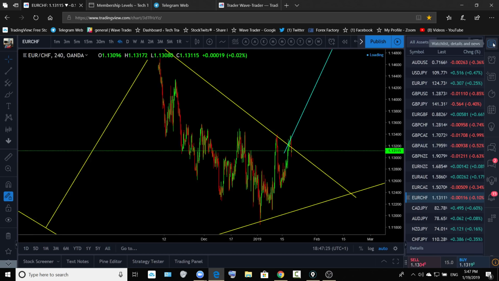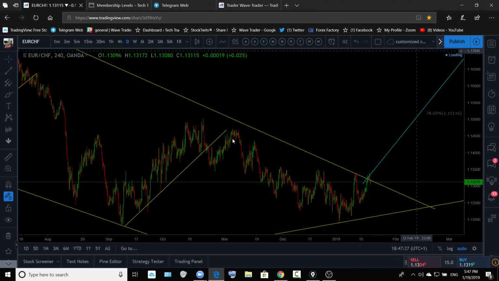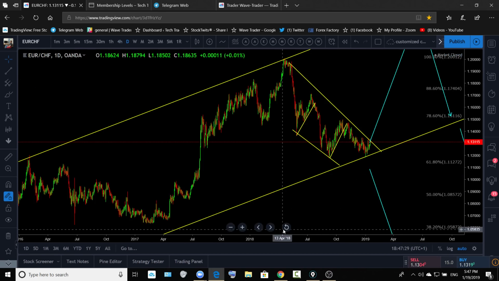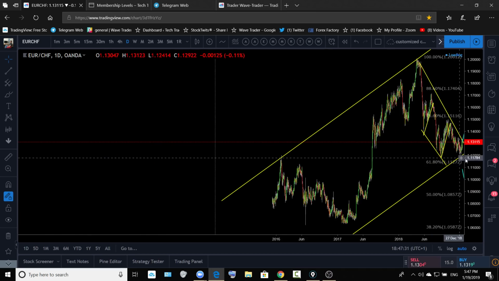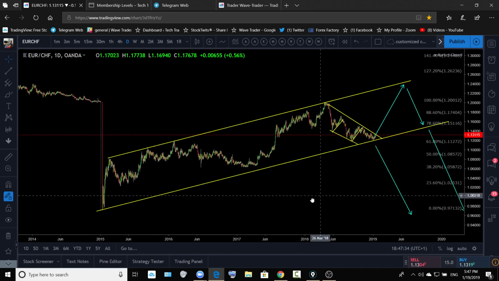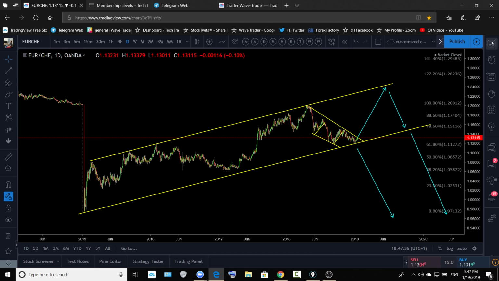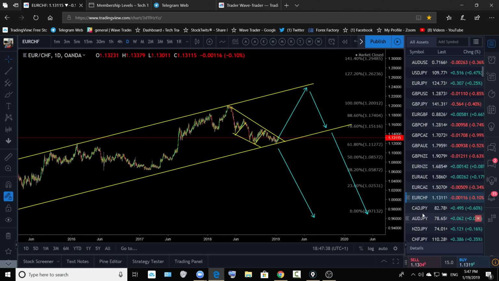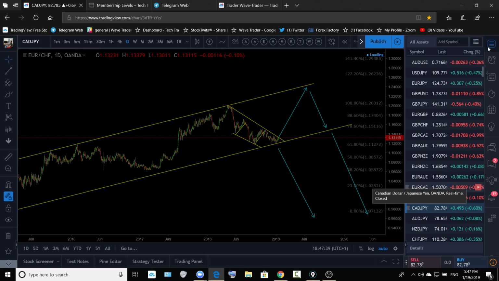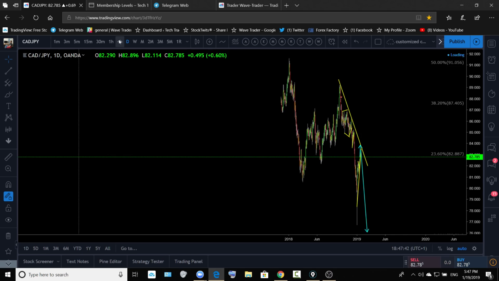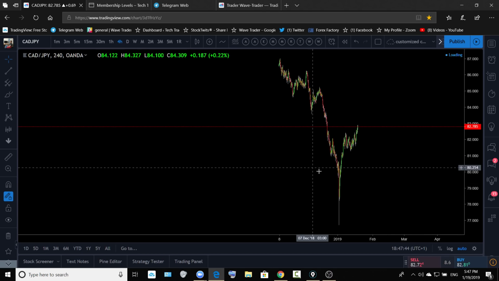EuroCAD. Okay, so Euro Chief again, slow moving pair. We are neutral in it, but the big image is there. All right, so you don't have a perfect setup on the Euro Chief. And CAD Yen, similar setup, almost the same as the other yen pairs.